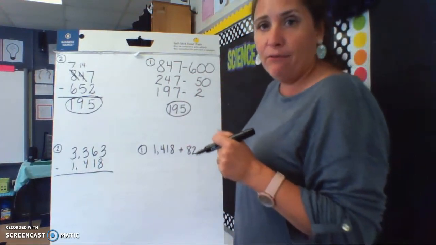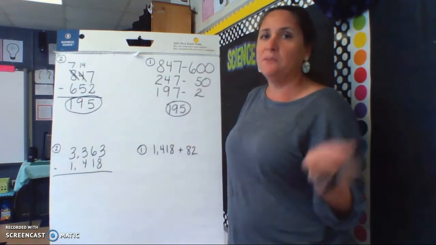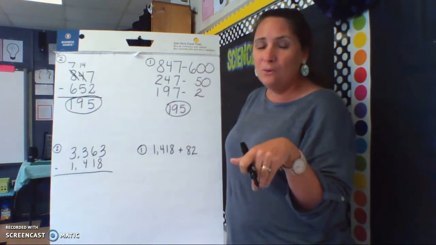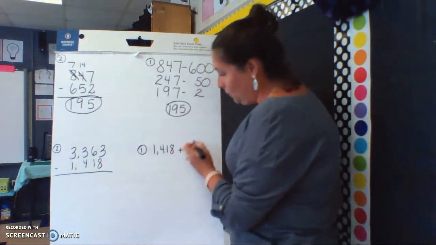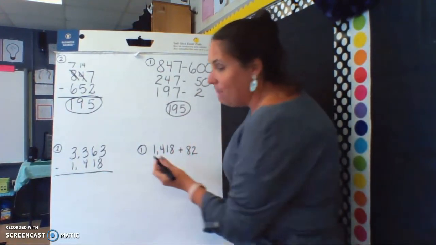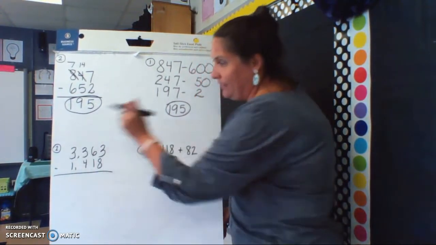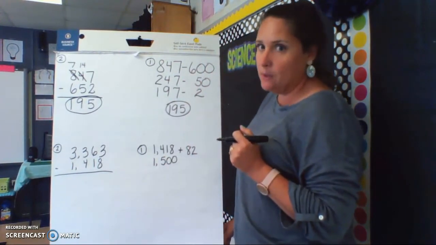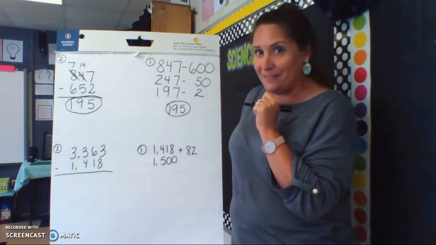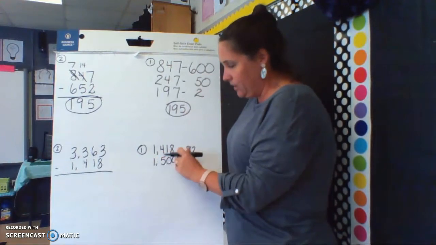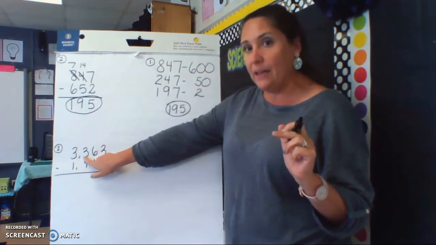So I'm going to try to get to that friendly number. And I'm asking myself, what do I have to add to 1,418 to get me up to the very next friendly number? And I know that I've got to add 82. And when I add 82, it gives me 1,500. Now, my goal is to get to 3,363. So I've still got a lot to add. I don't want to add 2 more thousand, because if I do that, 2,000 plus 1,500, that's going to give me 3,500. That's way too much. I only need to get to 3,363.